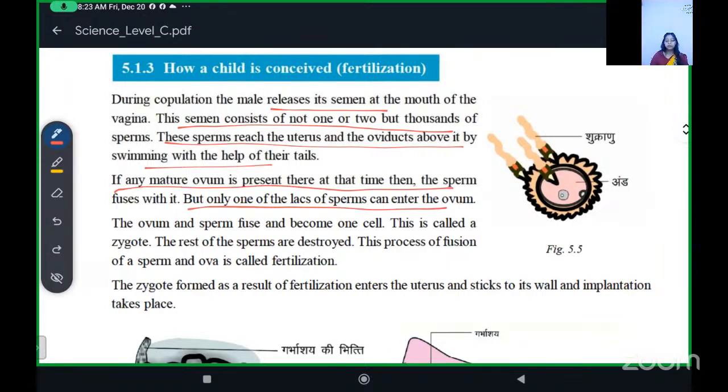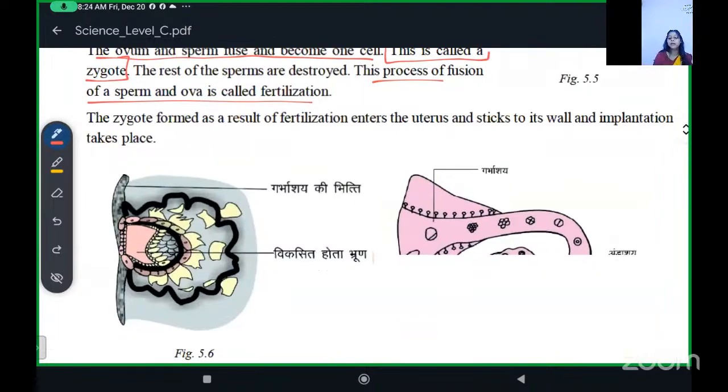Only one of them enters, and the fusion takes place. The ovum and sperm fuse and become one cell, and this is called a zygote. The rest of the sperms are destroyed. This process of fusion of a sperm and an ovum is known as fertilization. This is an important thing. Fertilization is basically the fusion of both of these cells to become a zygote.